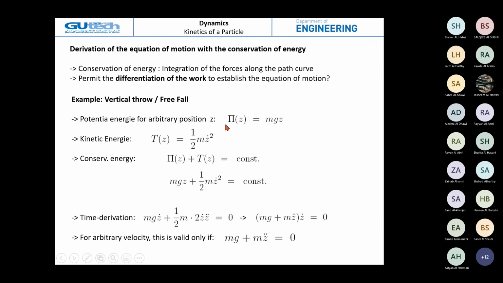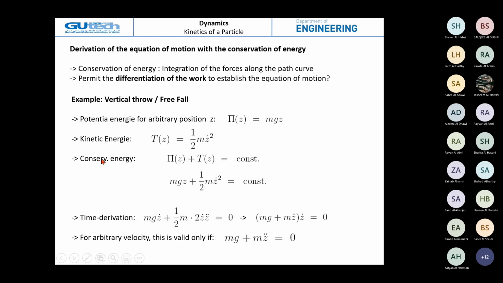Now, if we take the vertical throw, equivalently the free fall, the potential energy for arbitrary position Z will be P at any path or position, mg multiplied by Z. The kinetic energy is half of the mass multiplied by the velocity squared, as the position is given by Z, the height at any time. The time derivative of the position z will be the velocity, z dot.